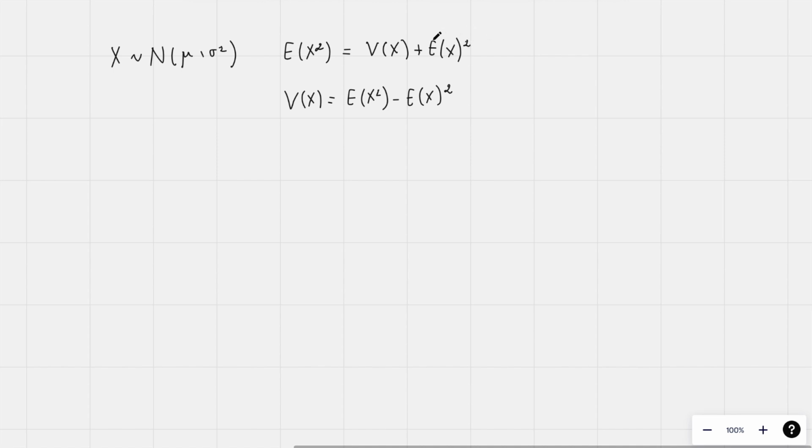And we happen to know these values. The variance of x is sigma squared, by definition of the Gaussian distribution, and the expected value of x is mu, which means that the expected value of x squared is sigma squared plus mu squared when the parameters are mu and sigma squared. This is something that we don't really need for now, but I wanted to make a little reminder about this because we will need it later.